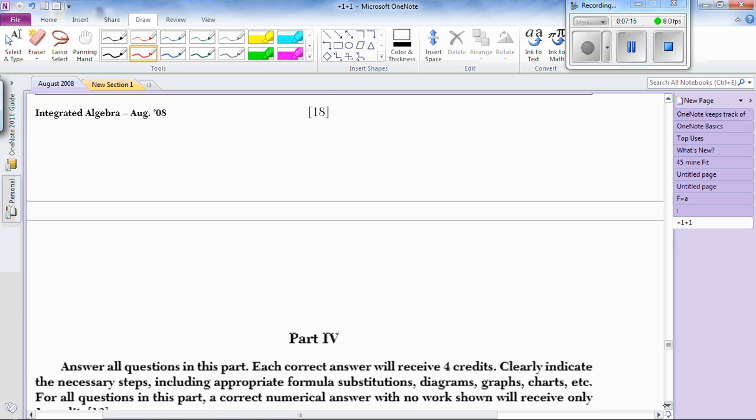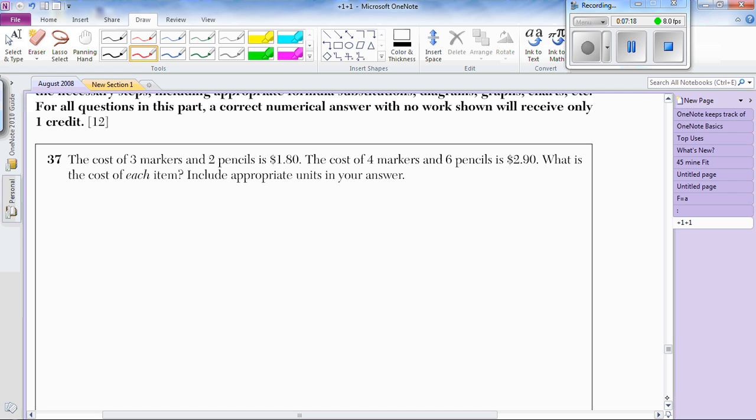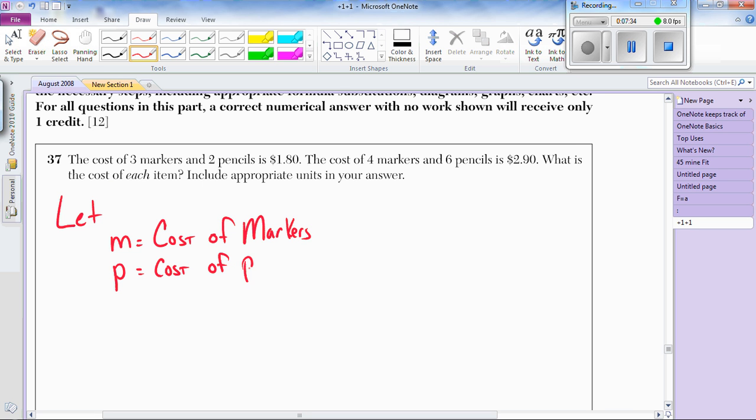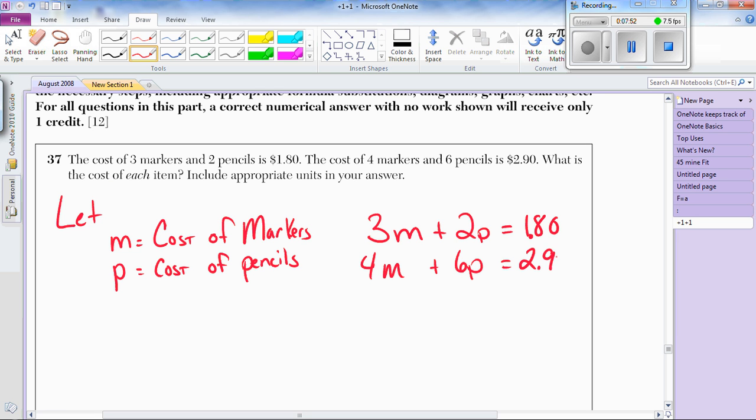Couple more, kids. The cost of 3 markers and 2 pencils is given. So let m equal the cost of markers, p equal the cost of pencils. So 3 markers plus 2 pencils equals $1.80. And 4 markers plus 6 pencils equals $2.90.